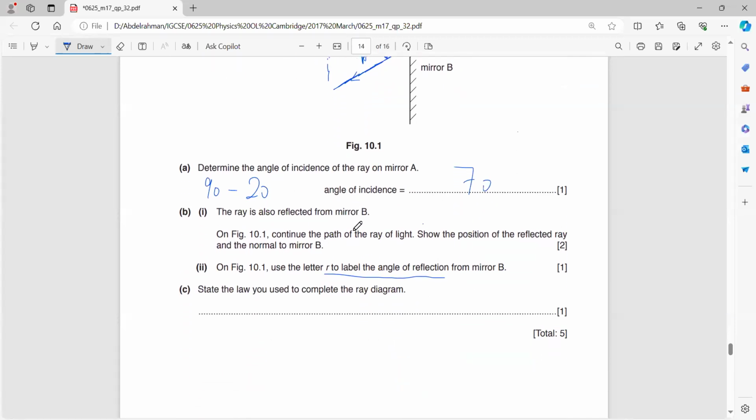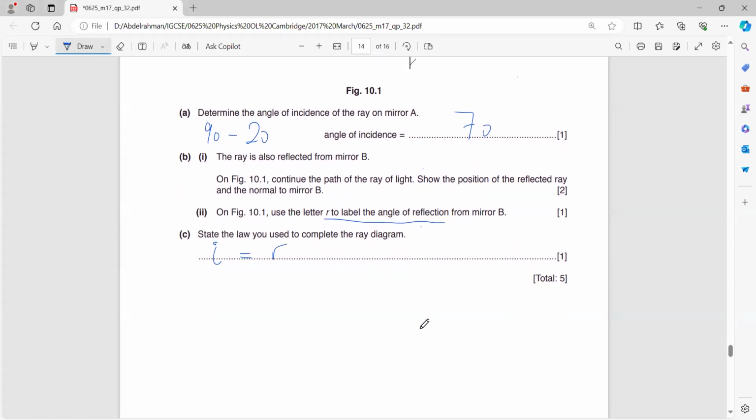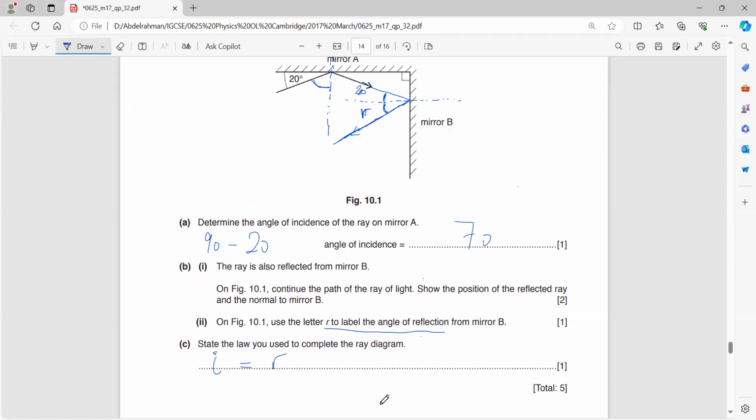State the law used to complete the ray diagram. I equals R. Correct. We don't have many laws, we don't have many rules in this unit. Angle of incidence equals angle of reflection, or you can just say I equals R. That's it. Any questions, please? If you have any questions, please don't hesitate to ask.